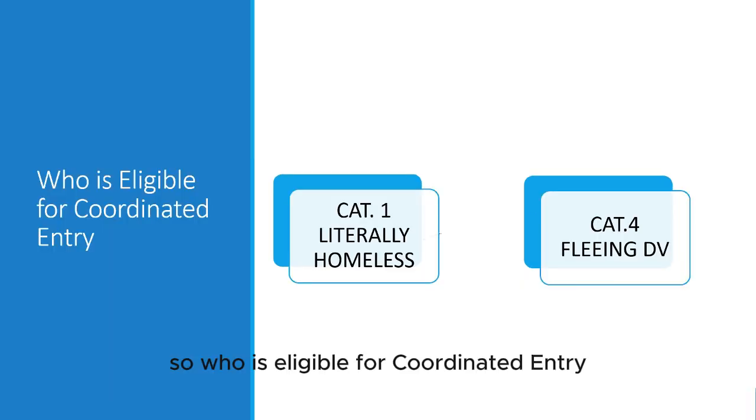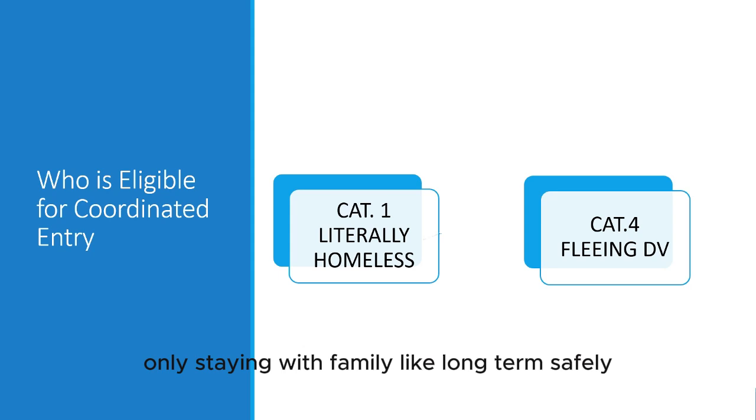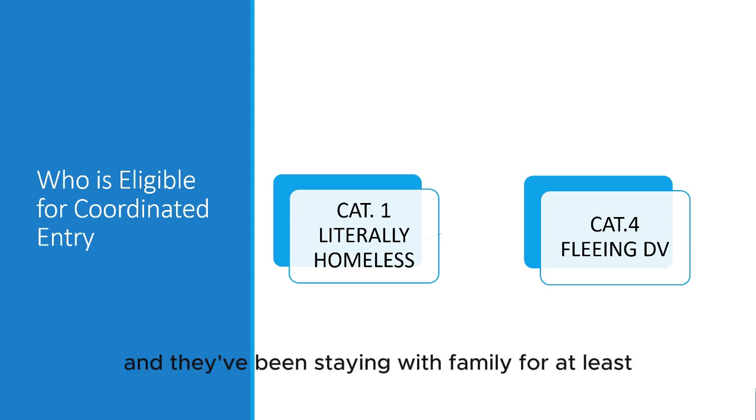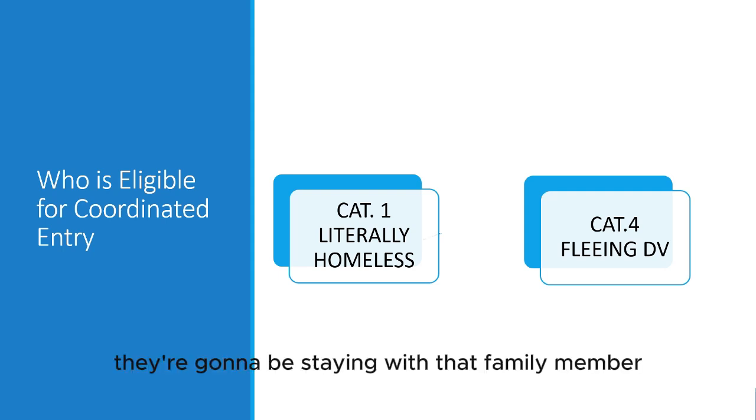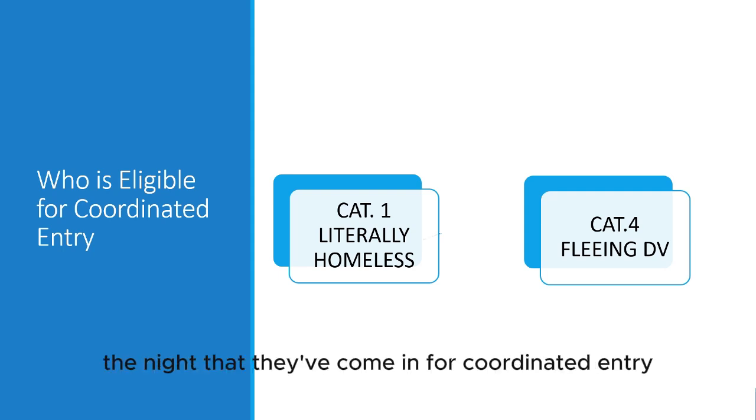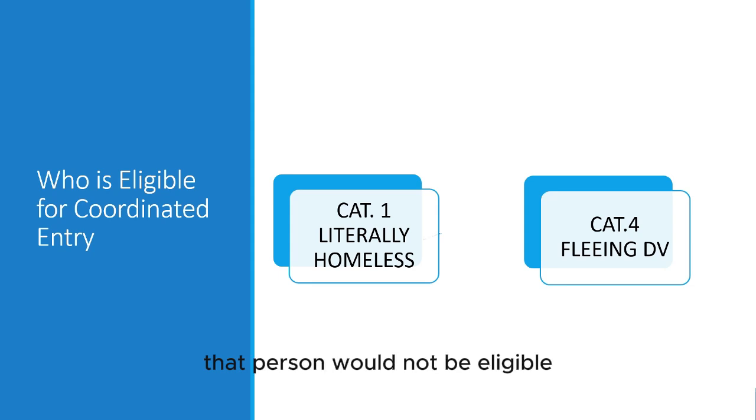So who is eligible for coordinated entry? Only people who fall under Category 1, literally homeless, or Category 4, fleeing domestic violence, are eligible for coordinated entry. So if someone has been consistently staying with family, like long-term stably, they would not be eligible for the coordinated assessment. So if someone comes in for coordinated entry and they've been staying with family for at least a week prior and they know they're going to be staying with that family member the night that they've come in for coordinated entry, that person would not be eligible.